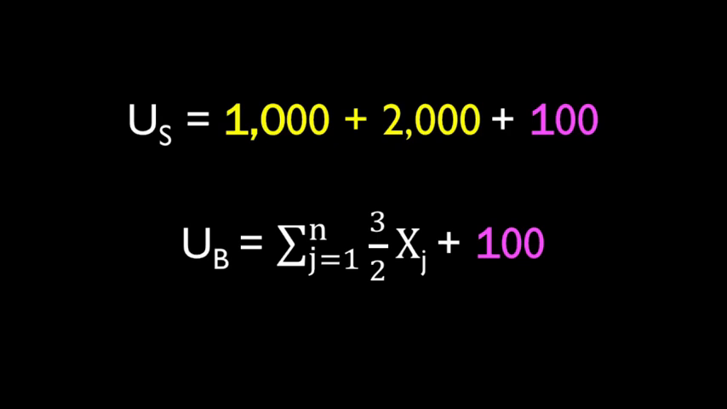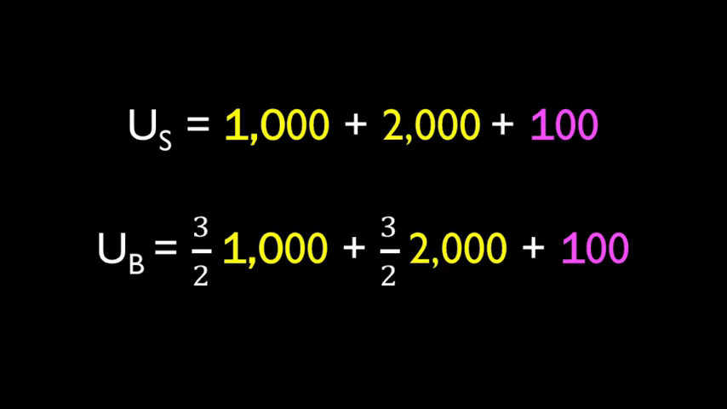Suppose, however, those same two cars were sitting on the buyer's driveway. How much utility would a buyer get out of those same two cars? Well, he'd get 3/2 times the value of the first car, which is 1,000, plus 3/2 times the value of the second car, which is 2,000. So in total, the utility that he'd extract from those two cars would be equivalent to 4,500 units of utility. He still has other stuff, M, that's worth $100. So overall, his utility would be 4,600 units.